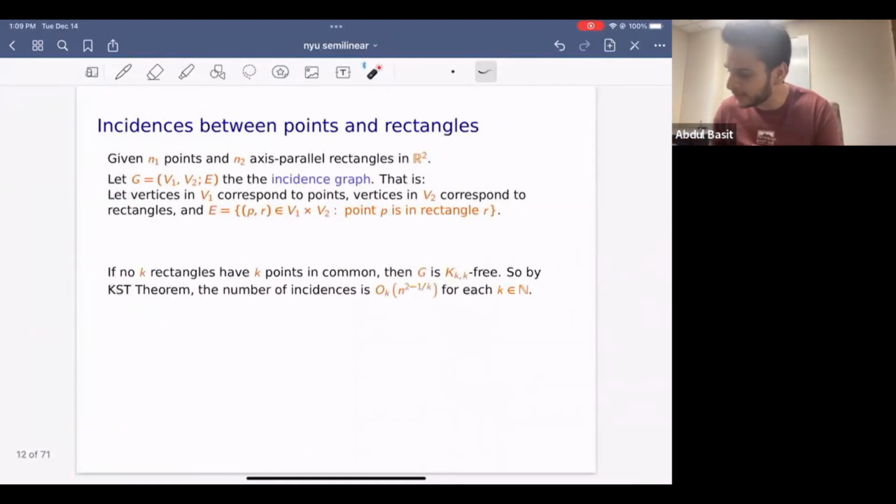And what bound does it give me? It says that if no k rectangles have k points in common, then the number of incidences is at most n to the 2 minus 1 over k.